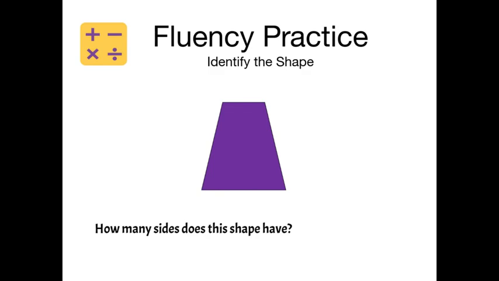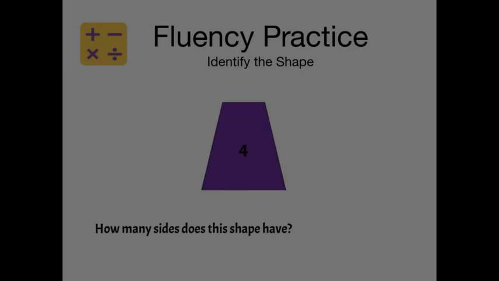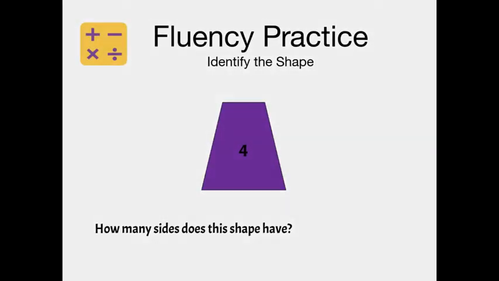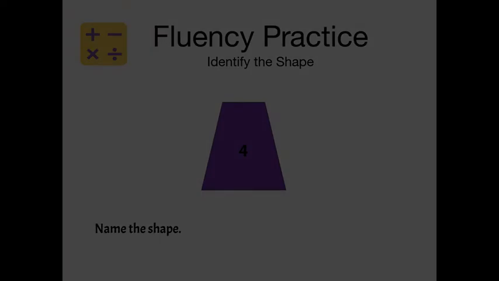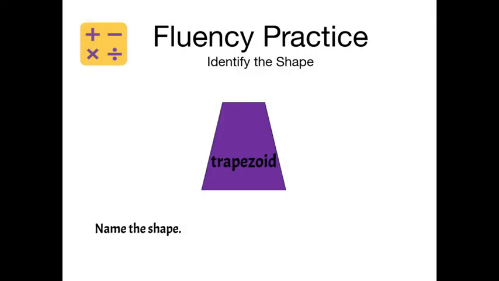How many sides does this shape have? 4. Now we're going to name this one. Can you remember the name of this shape? It's a trapezoid.